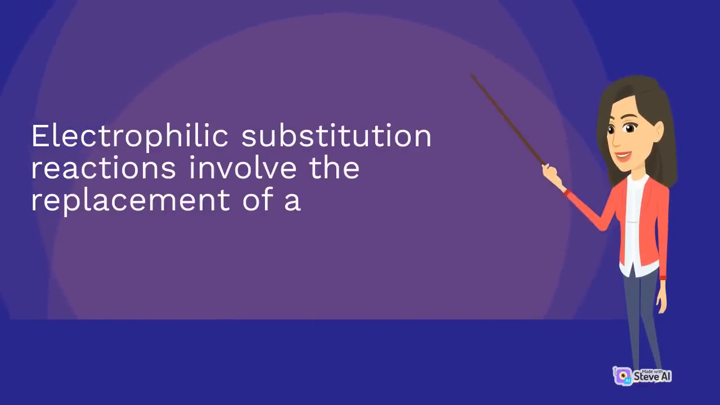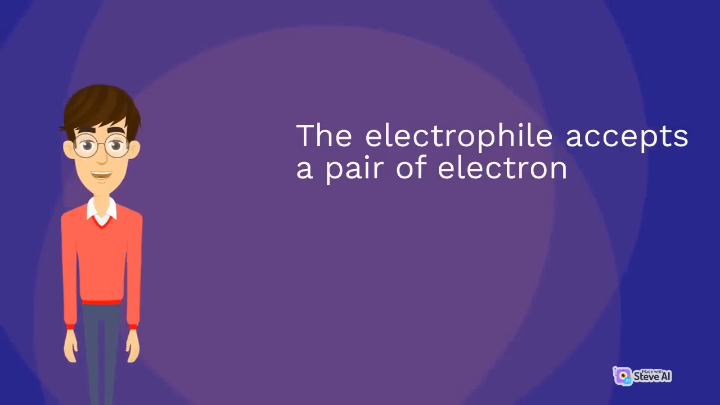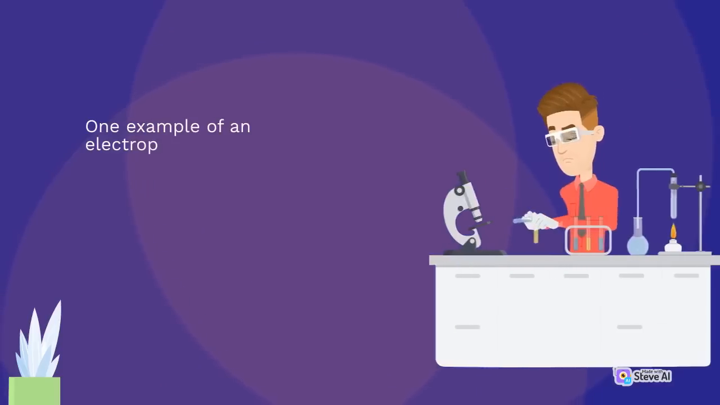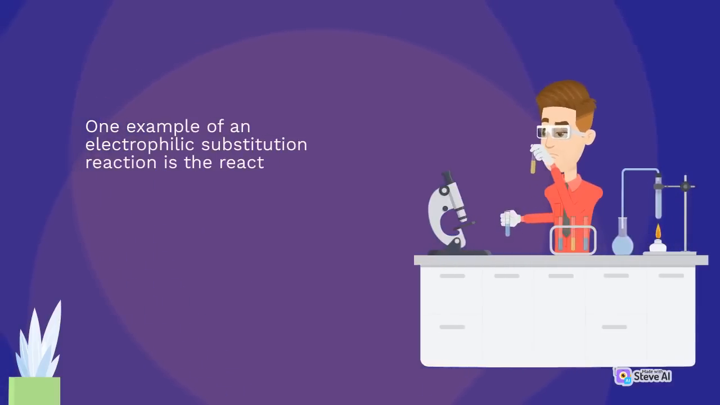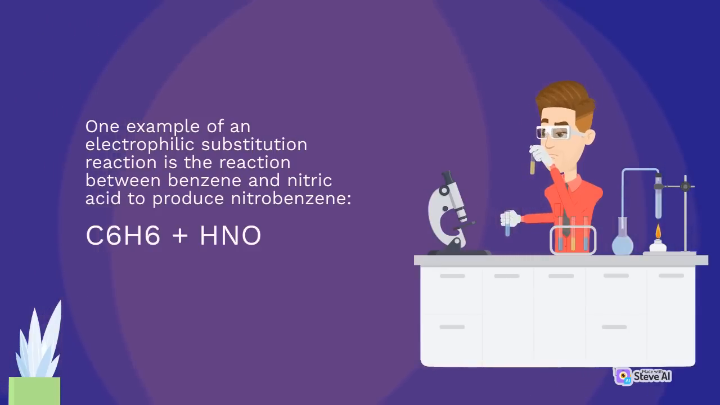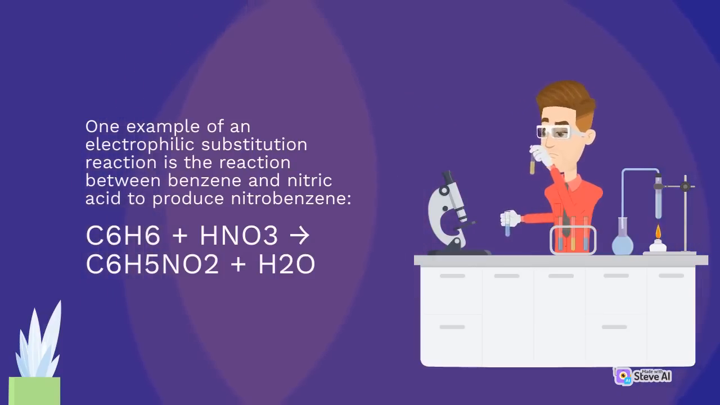Electrophilic substitution reactions involve the replacement of a hydrogen atom with an electrophile. The electrophile accepts a pair of electrons from the carbon atom, causing the hydrogen atom to depart. One example of an electrophilic substitution reaction is the reaction between benzene and nitric acid to produce nitrobenzene. C6H6 + HNO3 → C6H5NO2 + H2O.